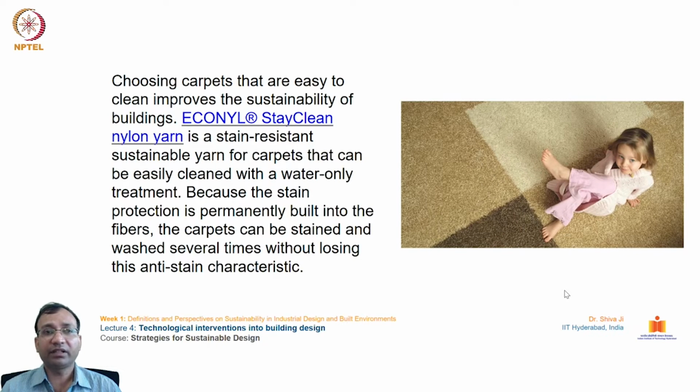this piece of carpet over here is named ECONYL, a stay clean nylon yarn, a stain resistant, sustainable yarn for carpets that can be easily cleaned with water only treatment. Because the stain protection is permanently built into the fibers, the carpet can be stained and washed several times without losing this anti-stain characteristic. So it reduces the need of the detergent. It reduces several other processes.